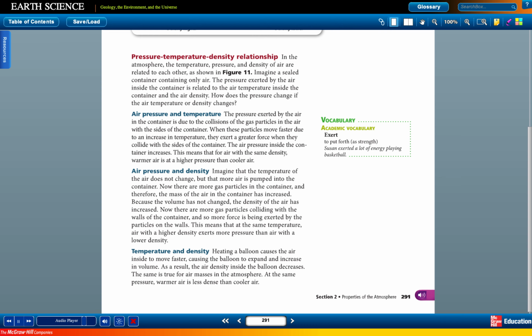Temperature and density. Heating a balloon causes the air inside to move faster, causing the balloon to expand and increase in volume. As a result, the air density inside the balloon decreases. The same is true for air masses in the atmosphere. At the same pressure, warmer air is less dense than cooler air.